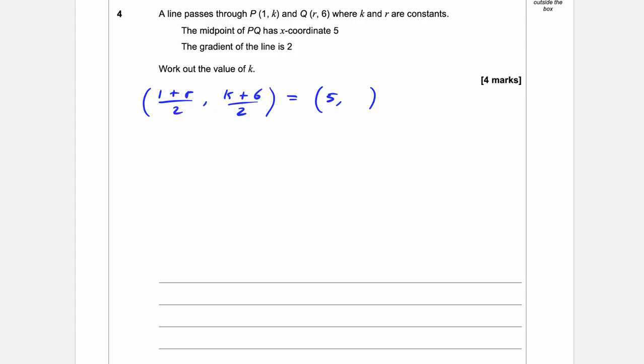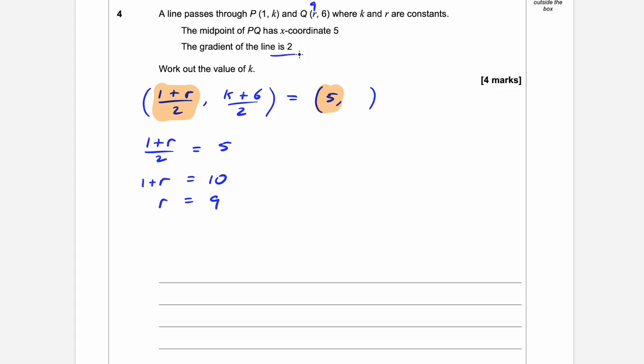But this here must equal this. So 1 plus r over 2 equals 5. 1 plus r equals 10, cross multiply, and r is equal to 9. Okay, so now we have r is 9.